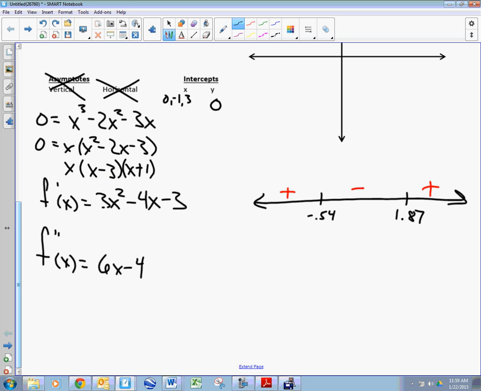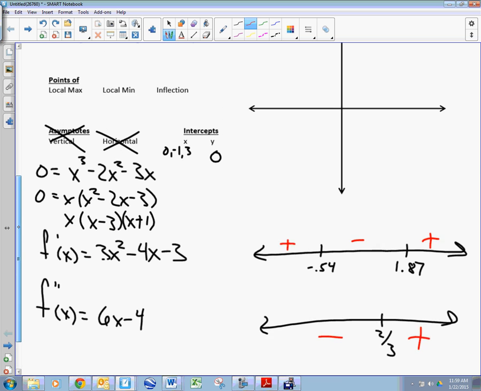X is equal to 2/3. 2/3 would fall right about, I'm going to say there, on my number line. Let's look to the left. Plug in 0 and you get negative. Plug in 1 and you get positive. So these tests simply tell us concavity as well as inflection and local max and min.